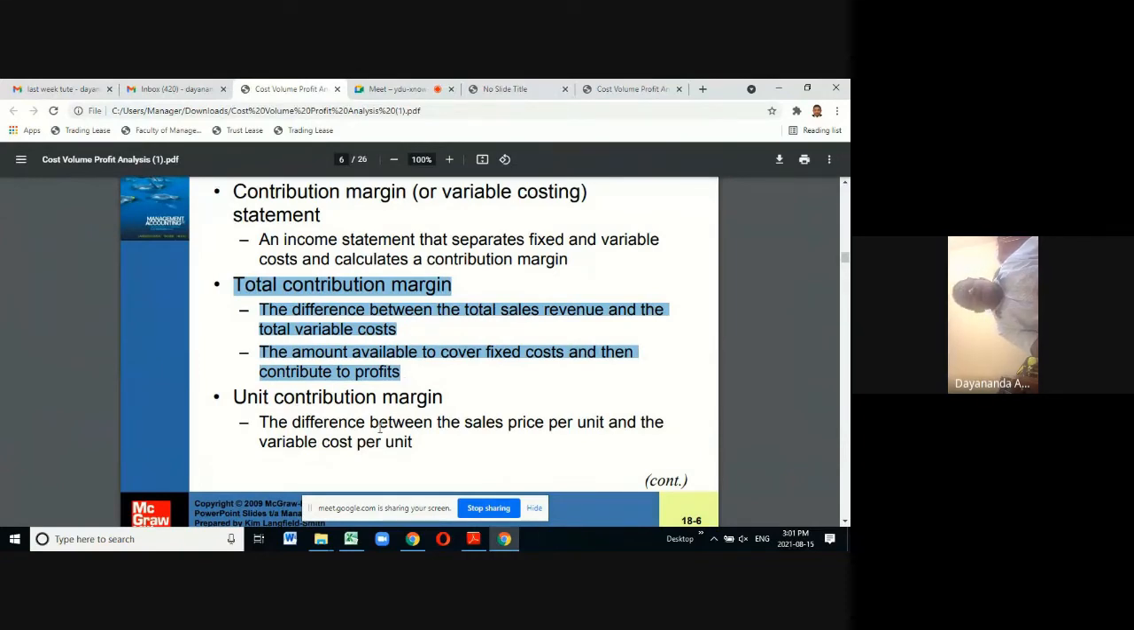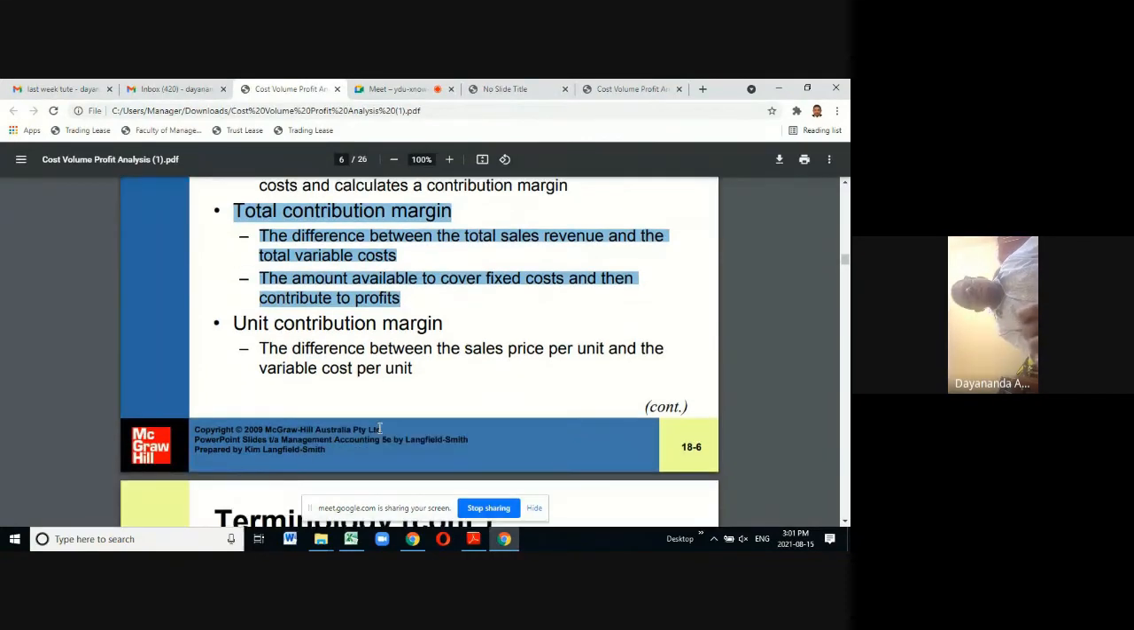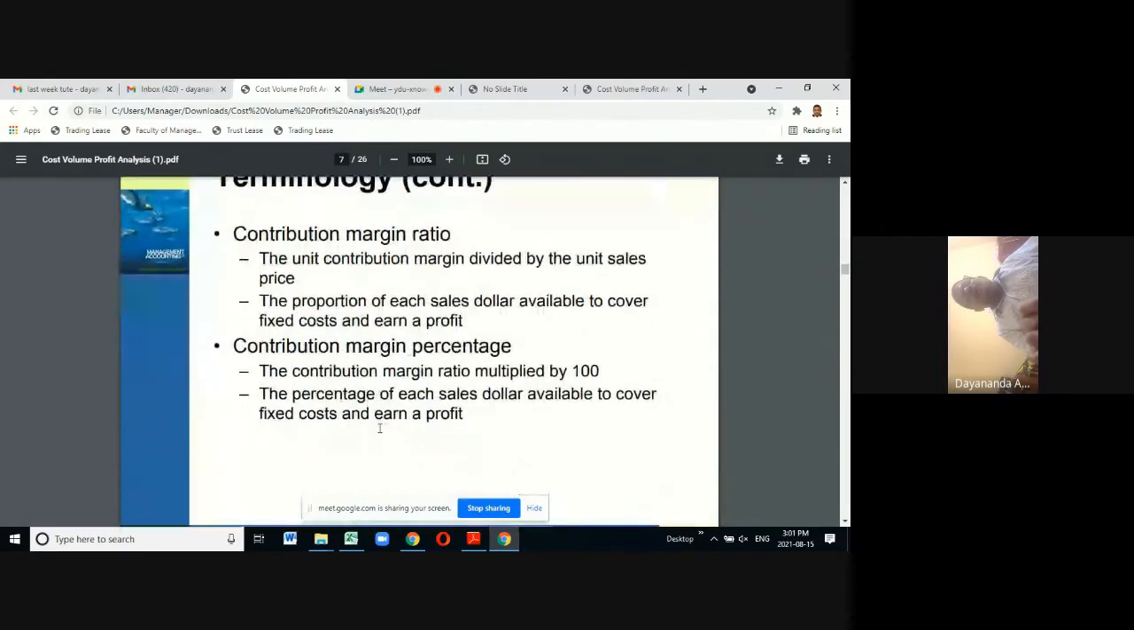Okay, right, shall we go to the next slide? Then of course I did the contribution margin ratio calculation: unit contribution margin divided by the unit sales price. In our example, you can remember I divided 60 rupees by 100 rupees because my selling price was 100 and contribution per unit was 60. So 60 divided by 100 is the contribution margin percentage. Is it clear? Okay.